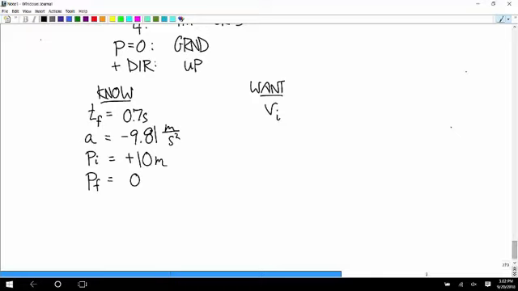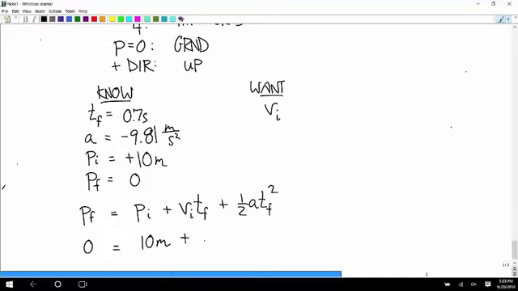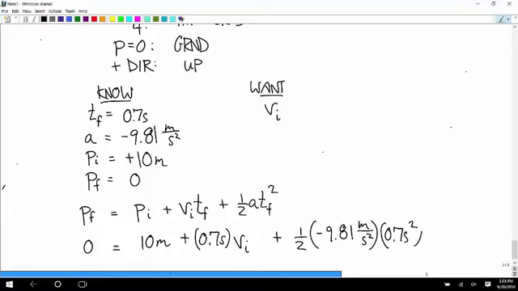The equation that works for this one is PF is equal to PI plus VI TF plus 1/2 ATF squared. So we have 0 is equal to 10 meters plus 0.7 seconds times VI plus 1/2 times negative 9.81 meters per second squared times 0.7 seconds squared.